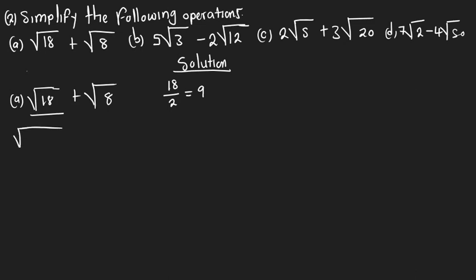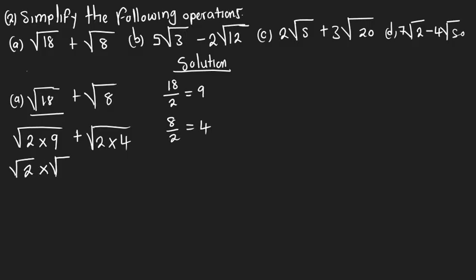This entails that the square root of 18 can also be written as 2 multiplied by 9, plus 8 divided by 2 gives us a 4. And we're able to find the square root of a 4 the easy way. This entails that this can also be written as 2 multiplied by 4. We can break down these guys. We can have square root of 2 multiplied by square root of 9 plus square root of 2 multiplied by the square root of 4.